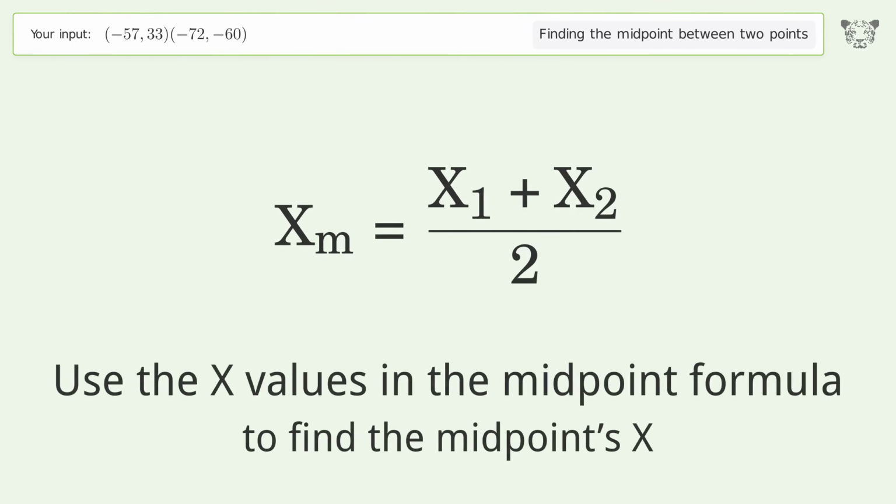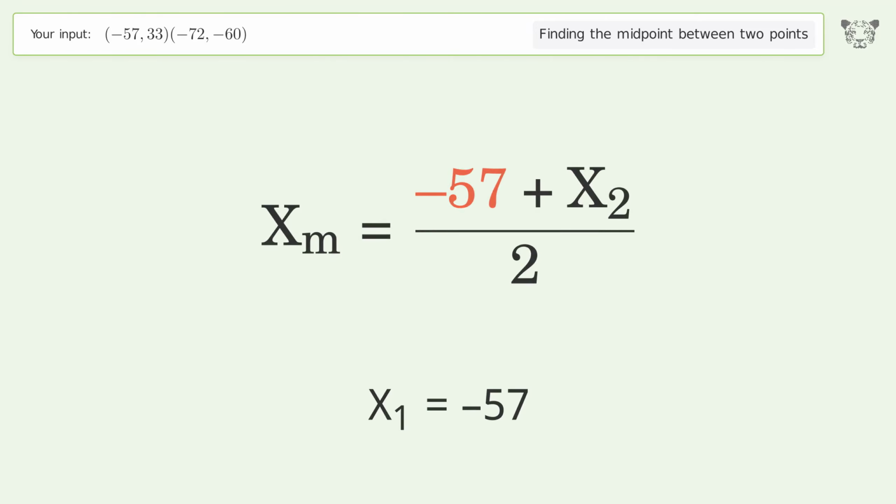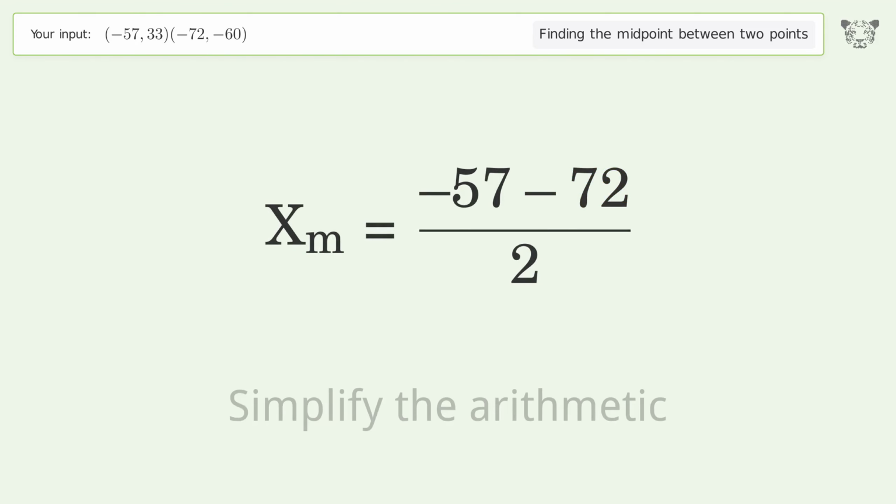Use the x values in the midpoint formula to find the midpoint's x. x1 equals -57. x2 equals -72. Simplify the arithmetic.